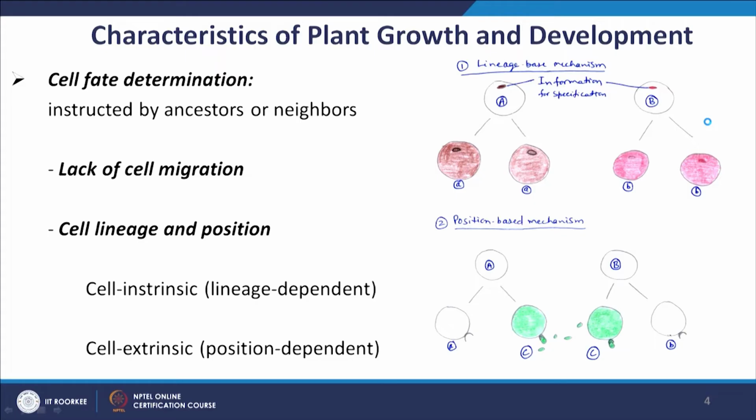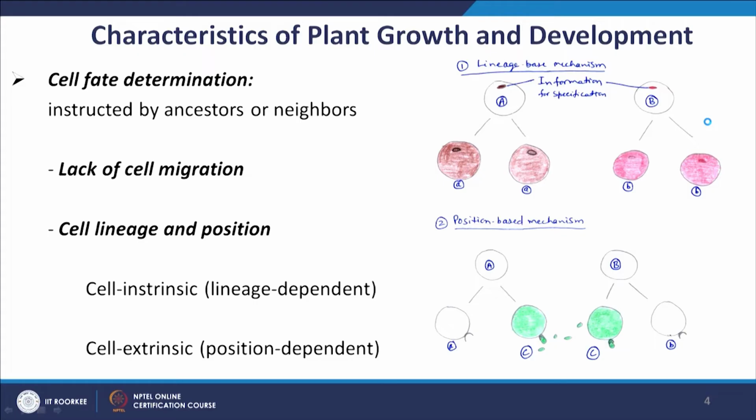During animal development, cell migration plays a very important role, whereas in plants, due to the presence of a very rigid, very tightly glued cell wall, plants lack cell migration, which means that the neighboring cell in plant development is going to play a very crucial and important role.